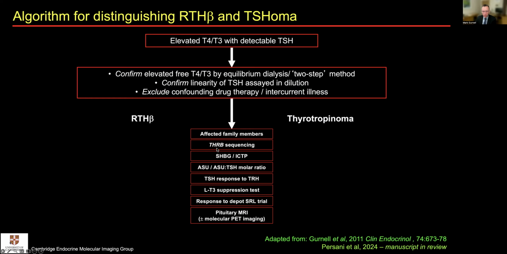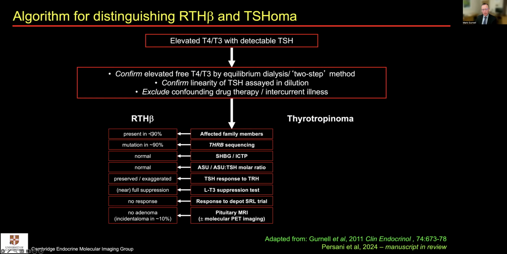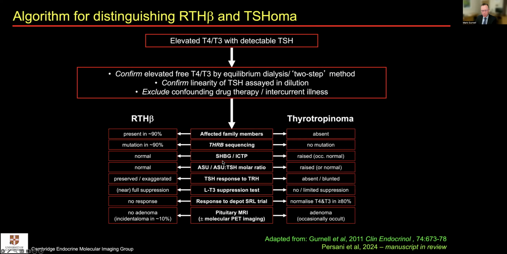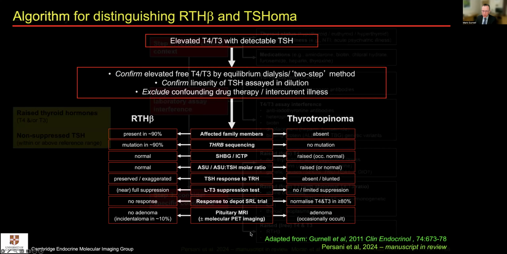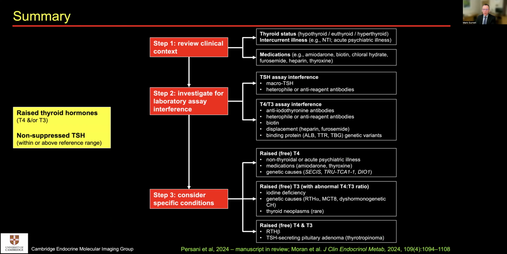Obviously, if there are affected family members, or of course we get a positive gene screen when we're looking at RTH-beta, but it may be that we need to combine a number of tests, both biochemical markers, dynamic testing, such as the TSH response to TRH, or indeed the T3 suppression test, or, as I've just shown you, hopefully, combinations of treatment, for example, with first-generation somatostatin receptor ligands, and, if needed, molecular imaging to complement standard anatomical imaging to help separate these. So really, to summarize, important that we review the clinical context.